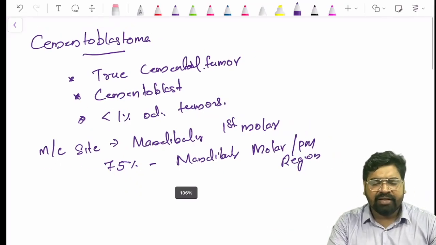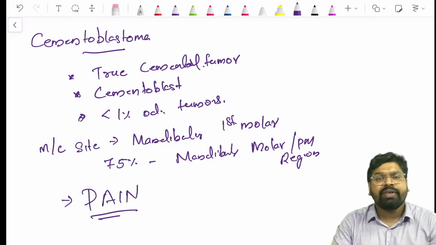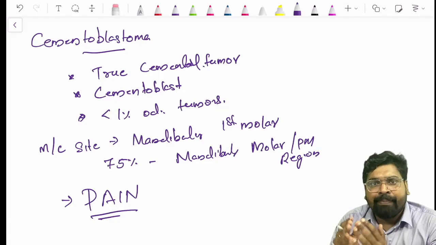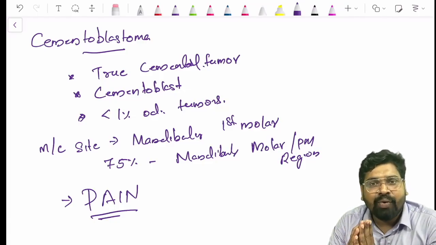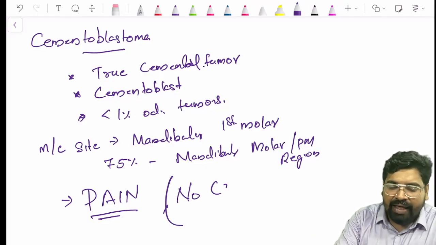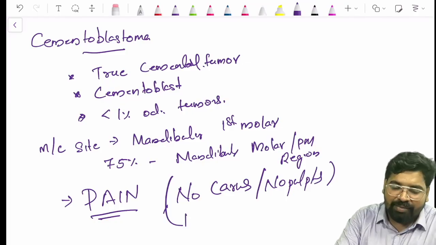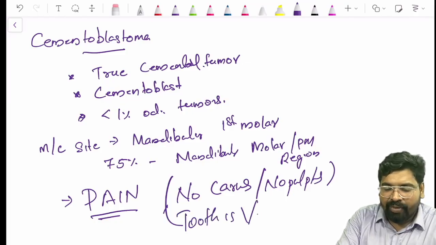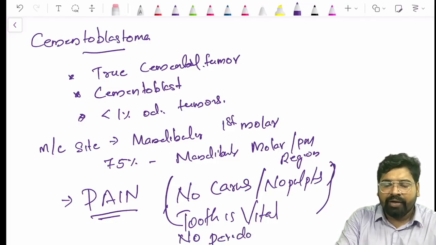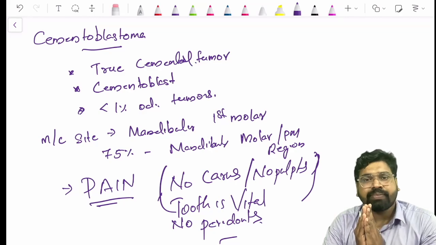And one interesting thing here is that the patient will have pain. Imagine your patient comes to your clinic with pain in the molar tooth, and you see that the molar tooth is perfectly fine. There is no caries, no pulpitis. The tooth is vital. There is no periodontitis. Nothing is there, yet the patient says that he has pain in the molar tooth.